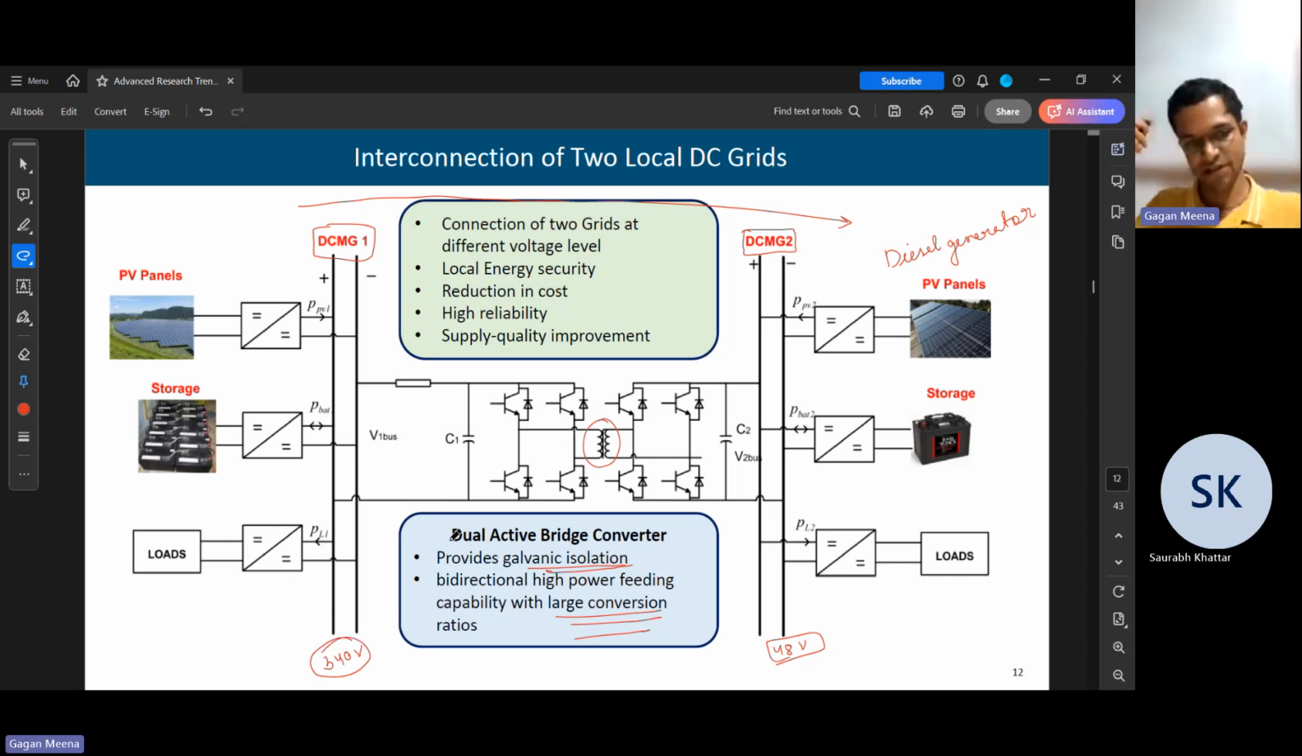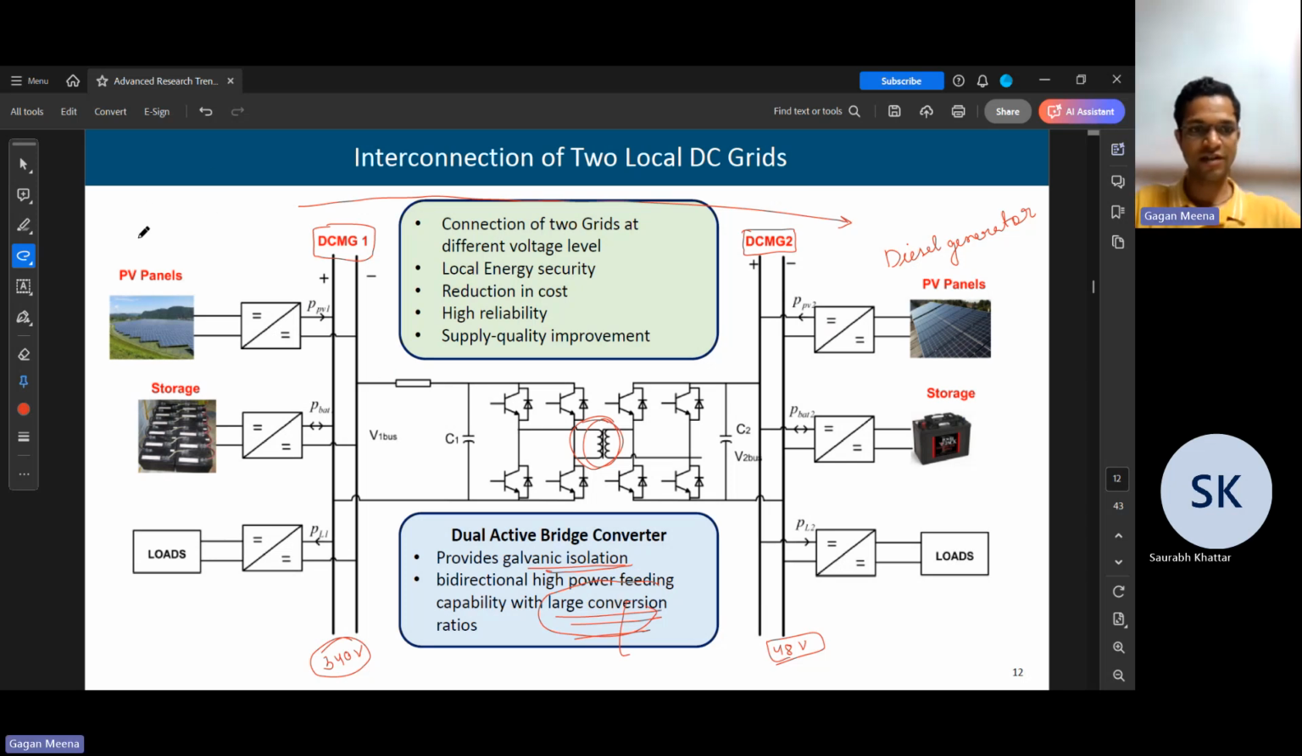Two different voltage levels can be connected together, just as we connect transmission lines. On both sides of a transmission line we can have different voltage levels because in between we have the transformer. Here also we have this transformer, and because of this transformer we are getting this large conversion ratio.